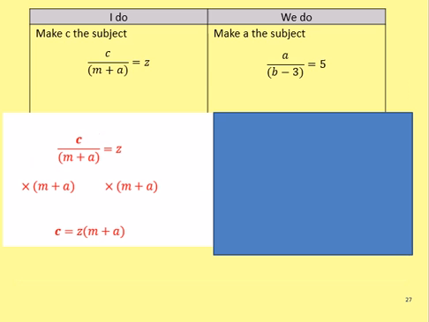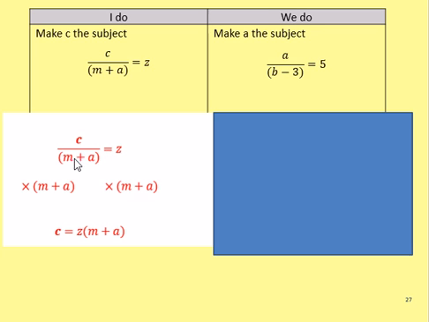Right, so look at these 2 questions. We're making C the subject in the first one, the I do. It says C divided by M plus A equals Z. So this is C divided by M plus A, and we want just C alone on this side. Well, C is being divided by M plus A, so I'm going to multiply both sides by M plus A to keep the equal sign true.